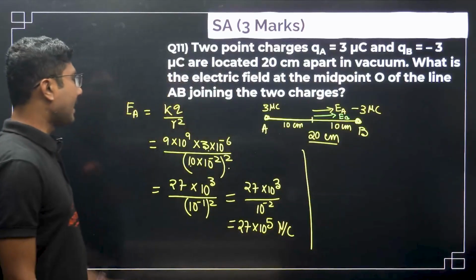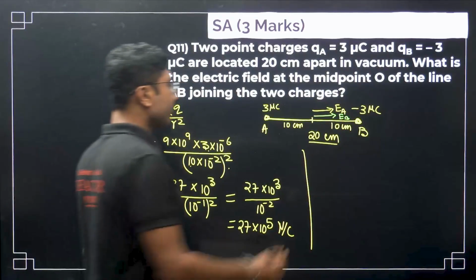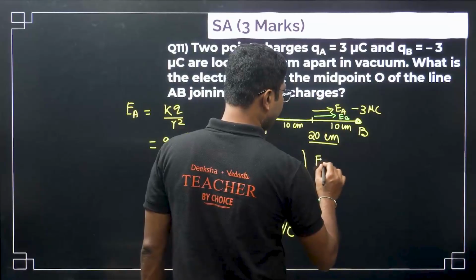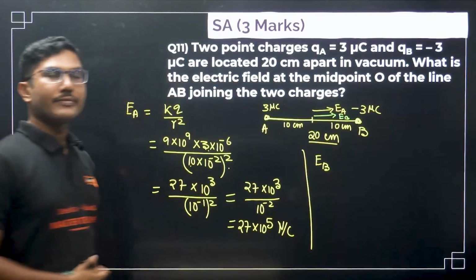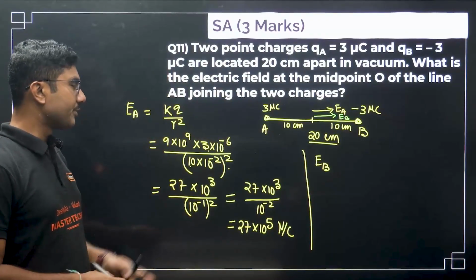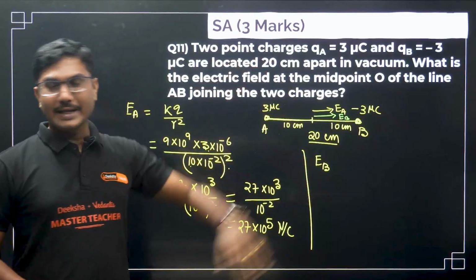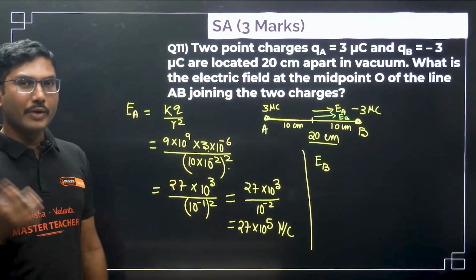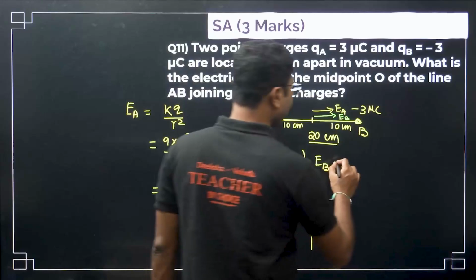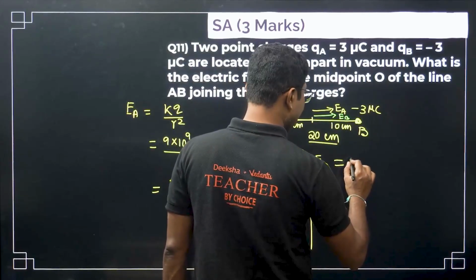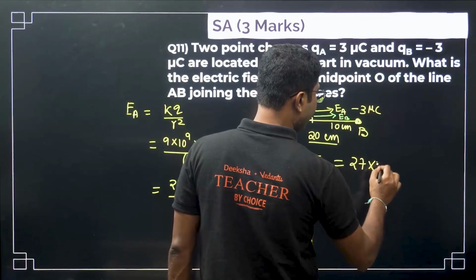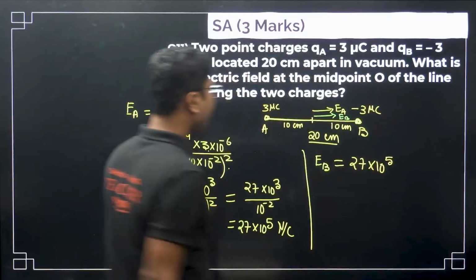Now EB will also have the same magnitude. This is due to positive charge, this is due to negative charge. So direction will be different, but magnitude wise EA and EB are the same. So EB will also have the same value, 27 into 10 to the power of 5, right?